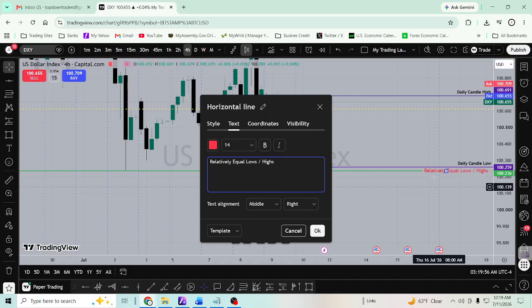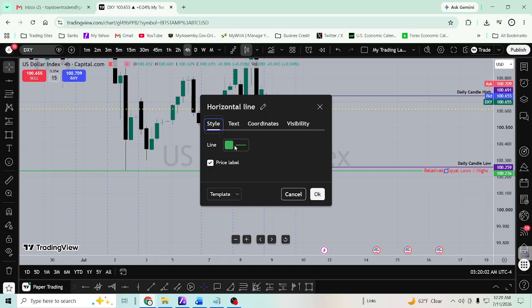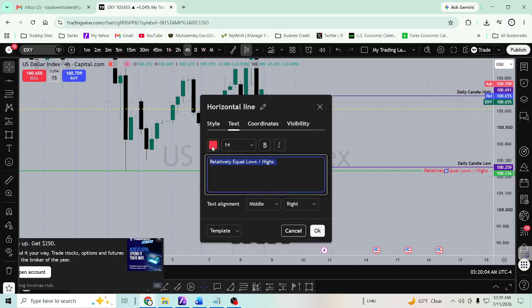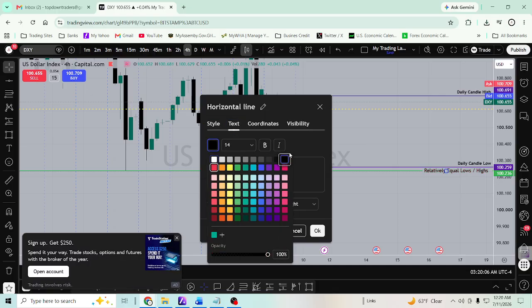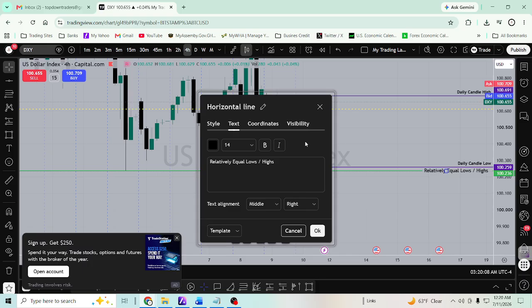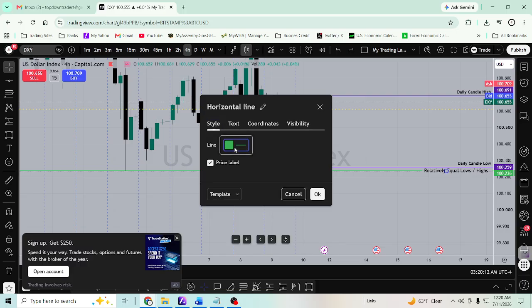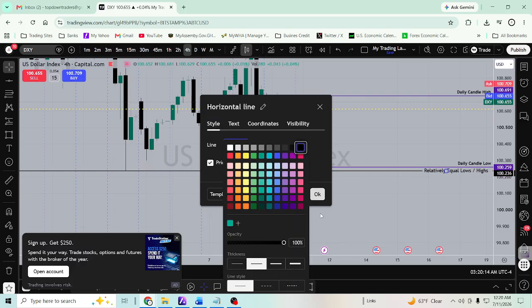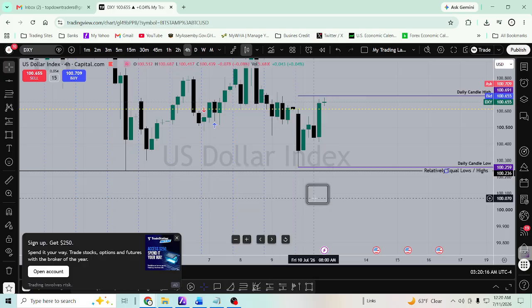I'm going to change this red color to, let's see, text, just make it black. Let's be consistent. And because, you know what, I'm going to do the line black as well. Have everything black, let's stay consistent.